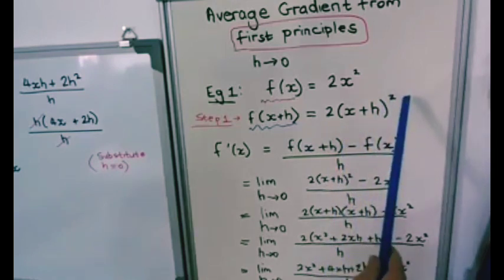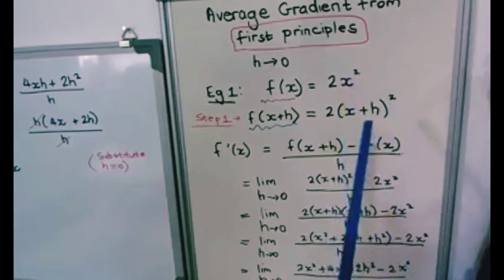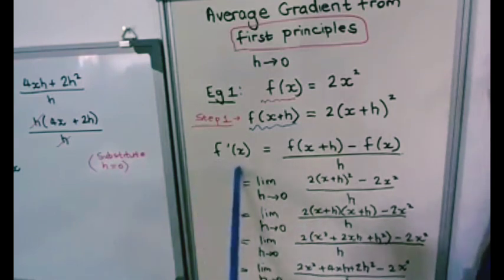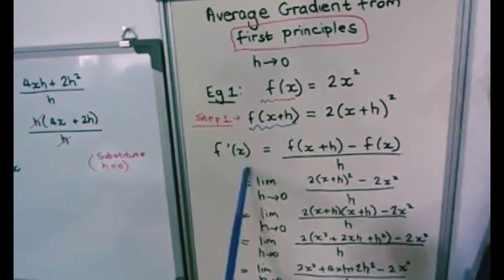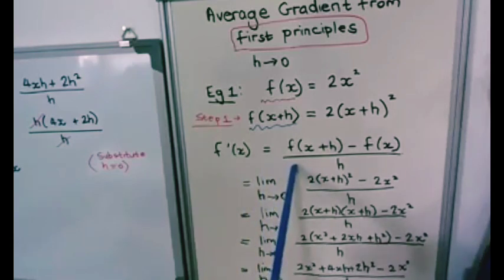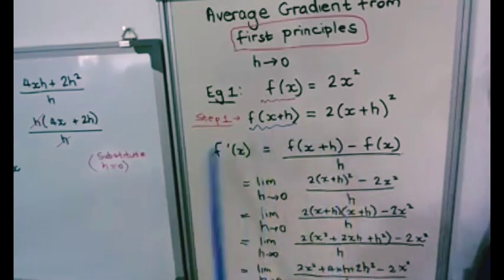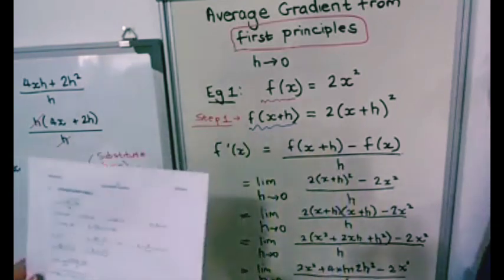Okay, now I know that my average gradient formula is f dash x equals f of x plus h minus f of x over h. This is given on your formula sheet.